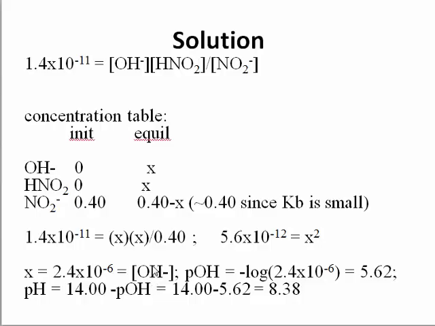We can finish the problem. Remember, the question is pH, so first finding the pOH, which is 5.62. pH is 14 minus pOH. 14 minus 5.62 is 8.38. So we predict a basic solution, pH is greater than 7, for this conjugate base.